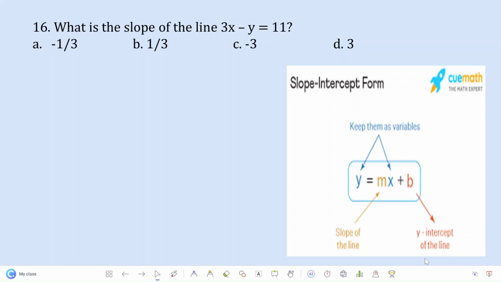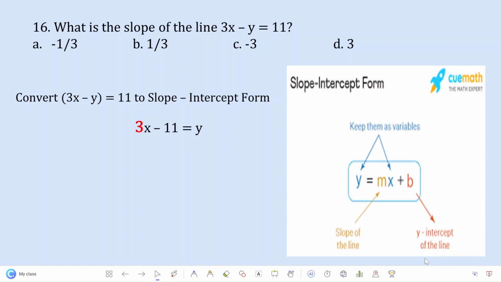So, punta po tayo sa ating problem. What is the slope of the line 3x minus 1 minus y is equal to 11? So, kung mapapansin po ninyo, hindi po siya kaparehas ng ating slope-intercept form. So, the first thing that we need to do is to convert it into the slope-intercept form. So, paano natin gagawin?